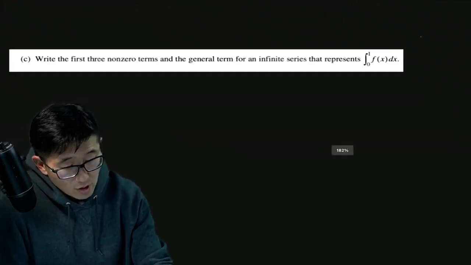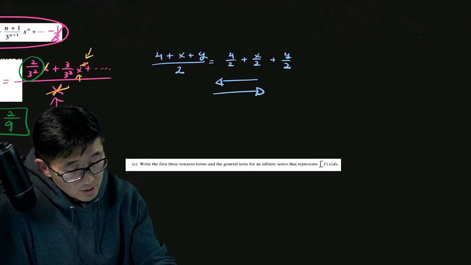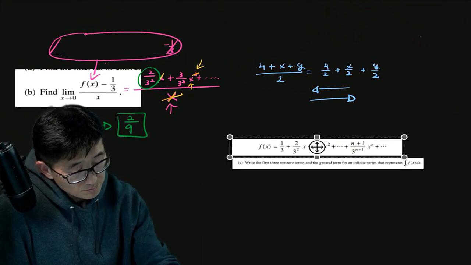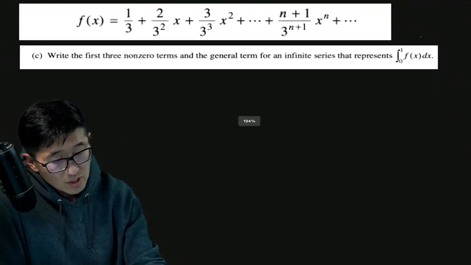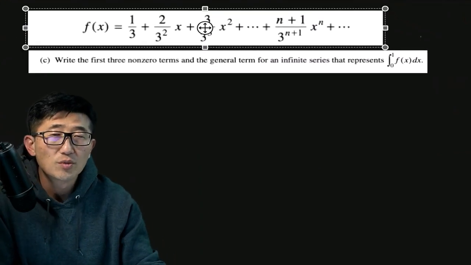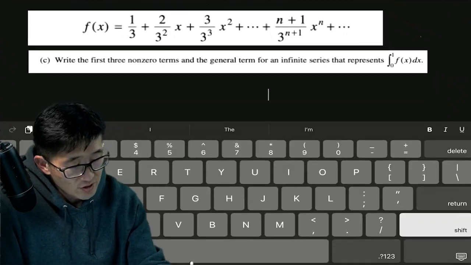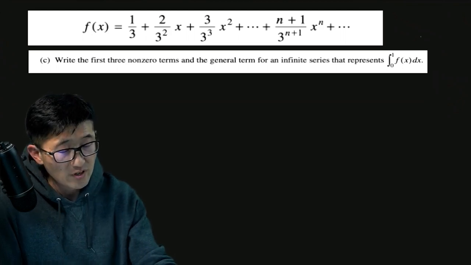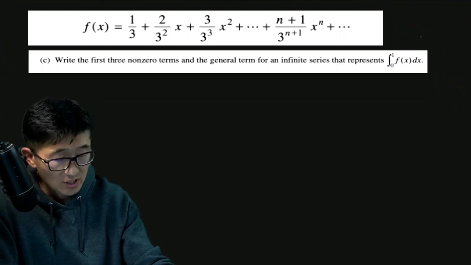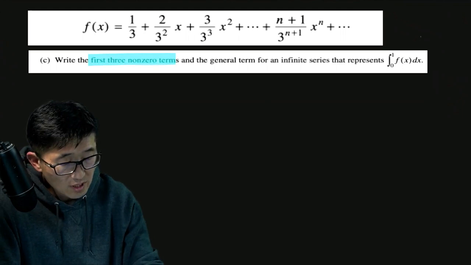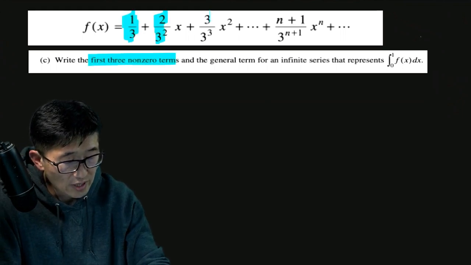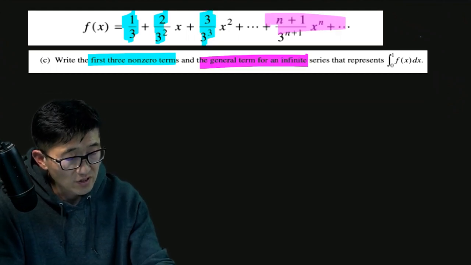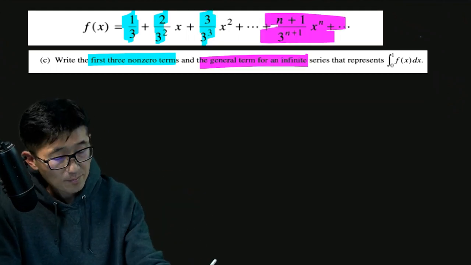All right, and then number 3. Let me bring this down because I need to see this again. So it says here, write the first 3 non-zero terms and the general term for an infinite series that represents the antiderivative from 0 to 1 of f of x. Okay, the first 3 non-zero terms, that's basically these guys, 1, 2, and 3. And then the general term is all of this stuff, the dot, dot, dot, right?